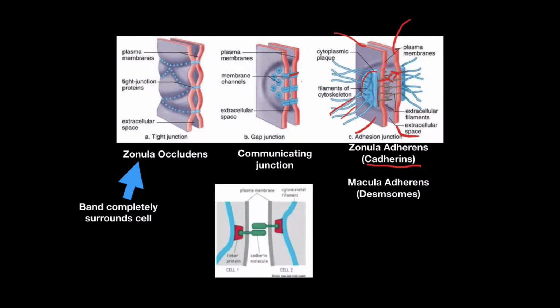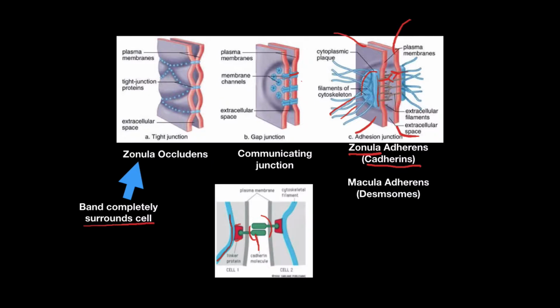And here's another picture just to show you visually how it works. You're going to have the filaments of the cytoskeleton right here, the cytoplasmic plaque right here, and then the cadherin molecules that connect with the cadherin of the other cell this way. And if you notice in the name, this one is called the zonula adherens. That means this type of adherence is going to completely surround the cell as well.